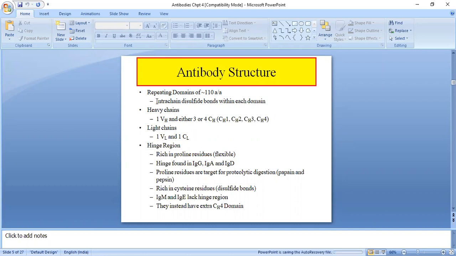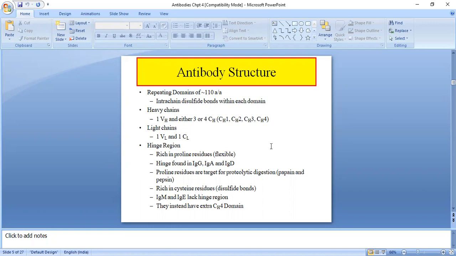Again, I'm repeating. See, these are the domains of the structure of an antibody. This is about the heavy chain. A heavy chain has CH1, CH2, CH3, CH4, like this. There are equal partitions in the structure of the heavy chain. Coming to the light chain, there is one variable region and one constant region. Similarly, the heavy chain also has one variable region and the remaining are constant regions. We denote the variable region as VH and the constant regions as CH, right?